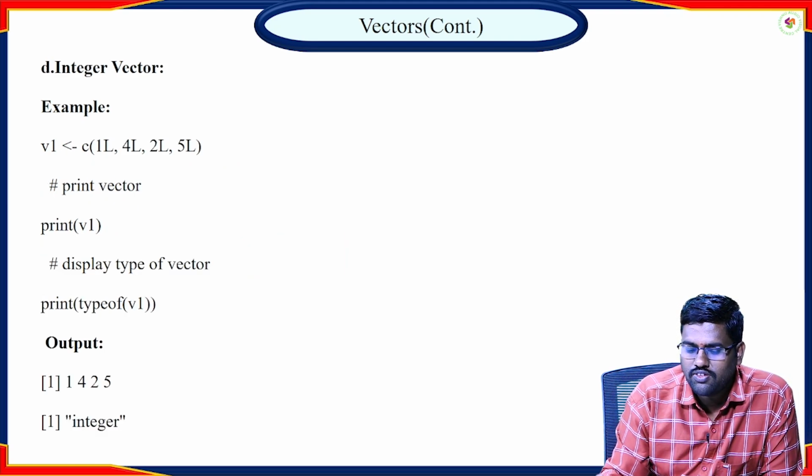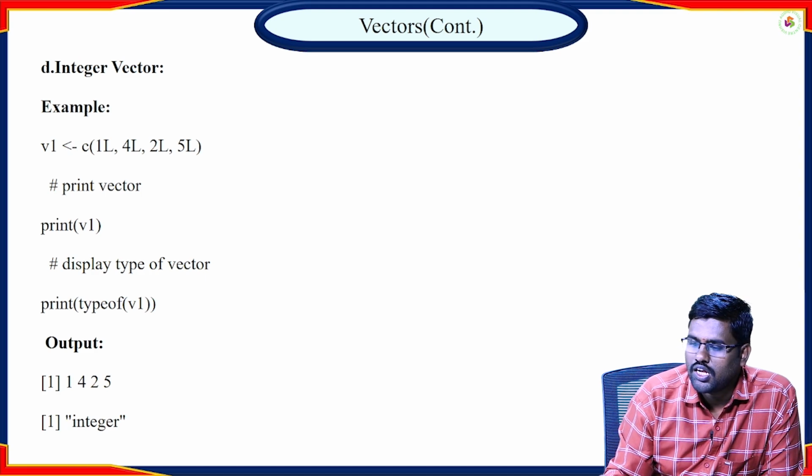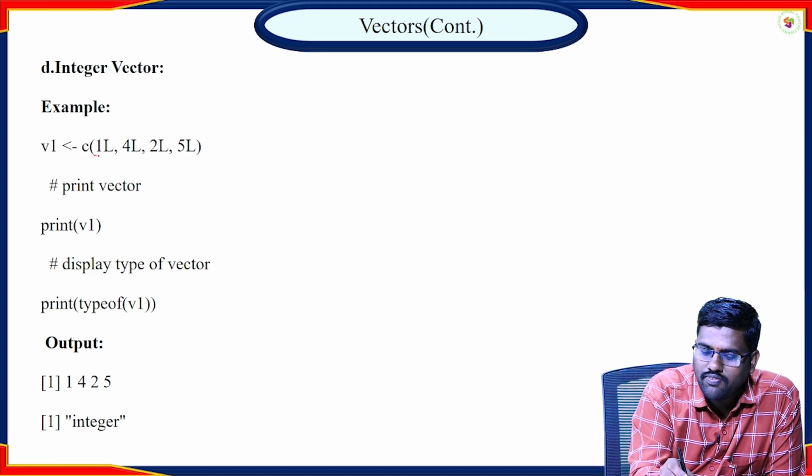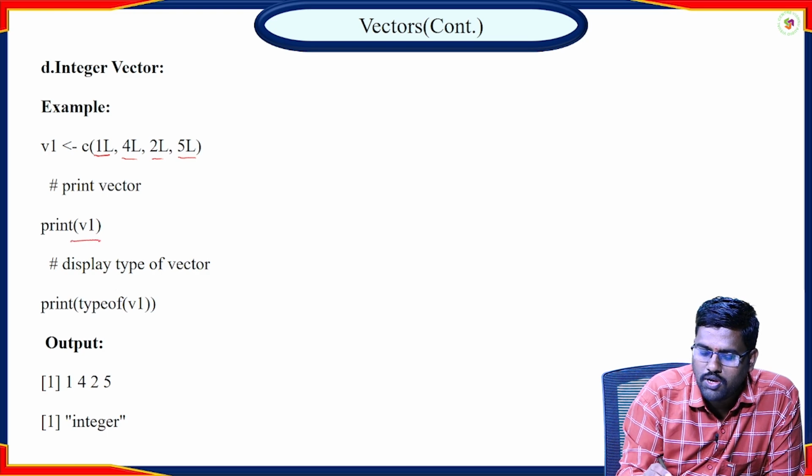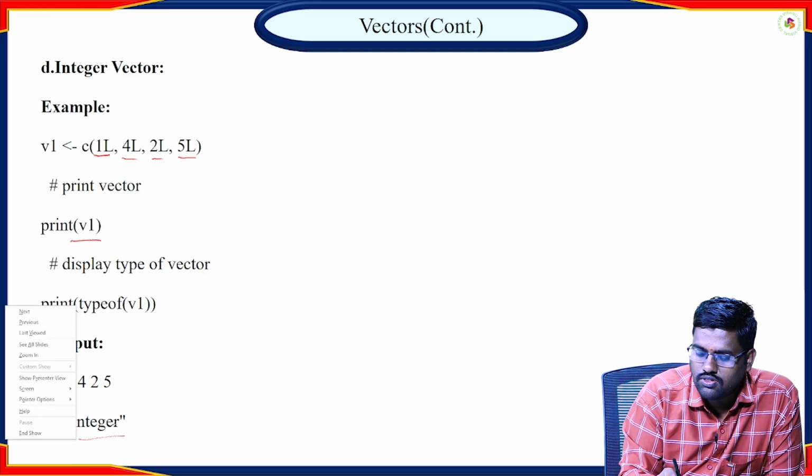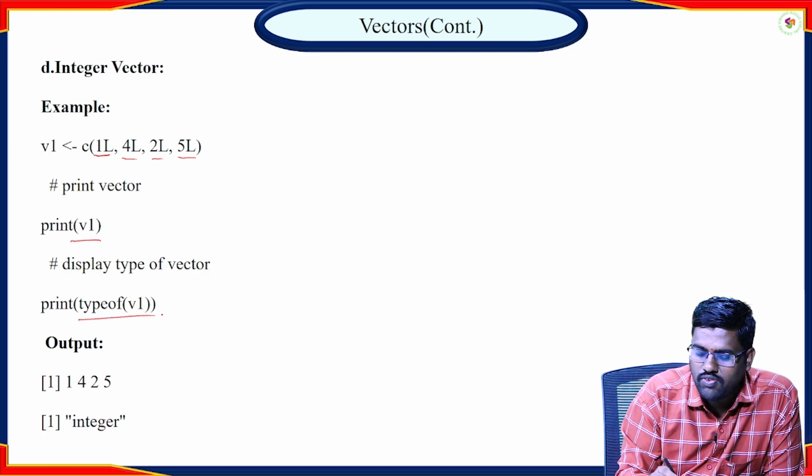Next one, integer vector. We already defined integer vector, meaning the values are defined with L. So 1L, 4L, 2L, 5L. They will print the values as integers, and the typeof v1 belongs to integers. Like this the value will be printed.